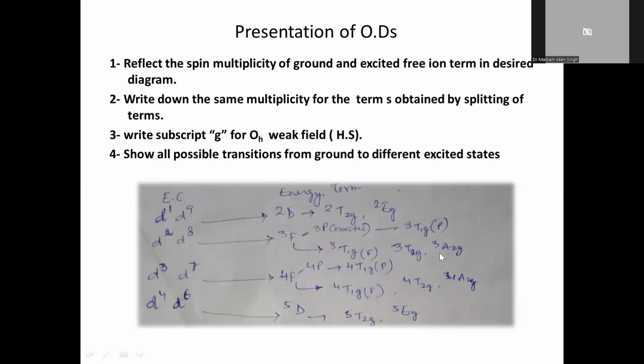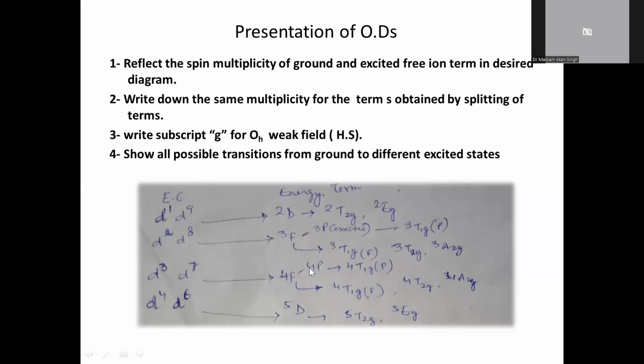3T2G and the 3A2G. These are from the F term. In addition to this, we come to the 3D and 3T. These are the 4F term. We have there also 4P, like that in the case of 3P, because this is also F, the same category. Only the multiplicity is different.